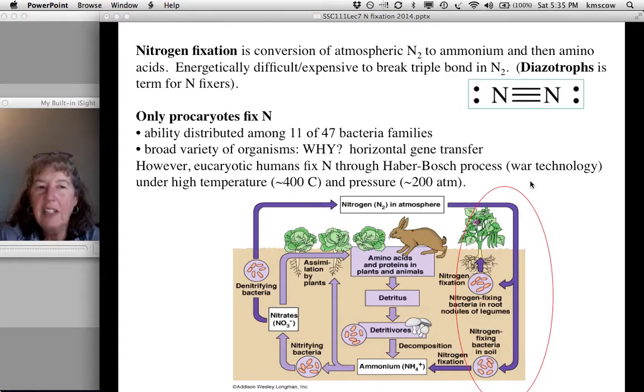I do have to point out that clever little eukaryotes that we are, humans, have learned to fix nitrogen through the Haber-Bosch process, which was involved with making explosives, and under very high temperature and very high pressure, we can also fix nitrogen, that is, get this N2 form into a reduced form of nitrogen that's biologically available. But it is at a cost, very dependent on a lot of consumption of fossil fuel, and very costly, I would say, for the environment.